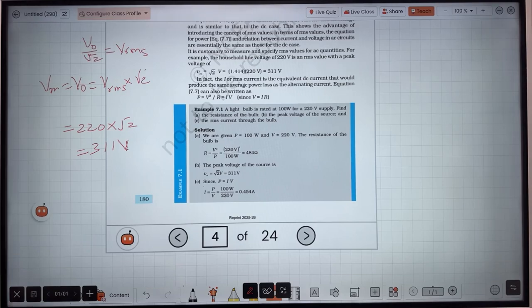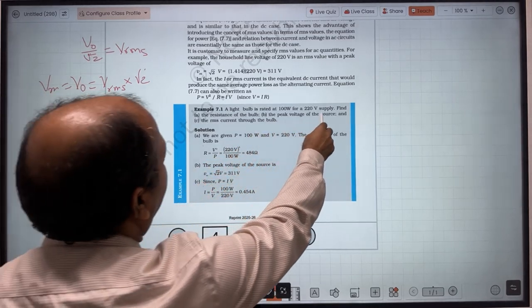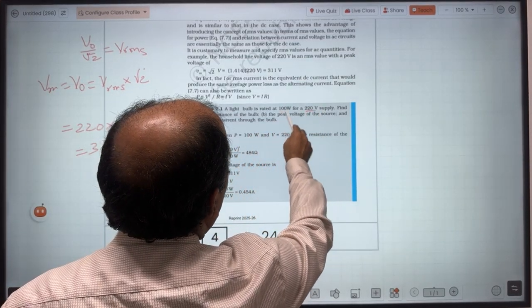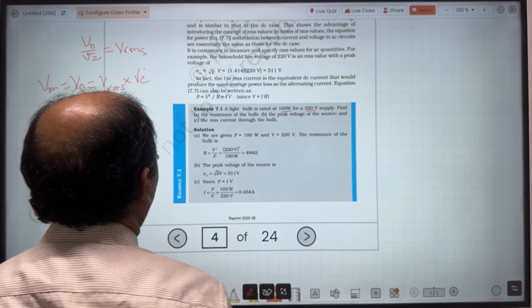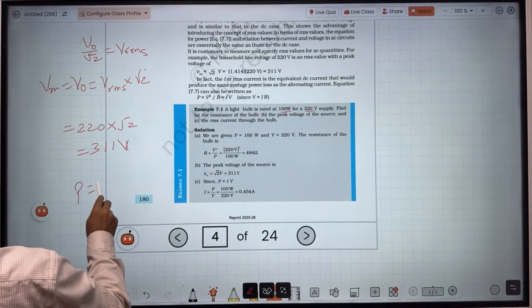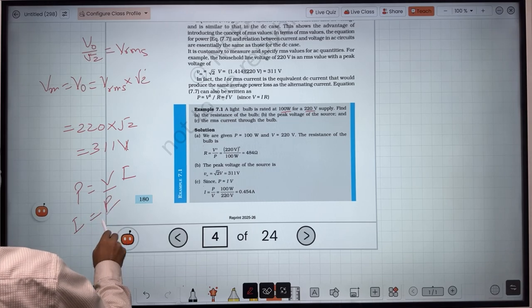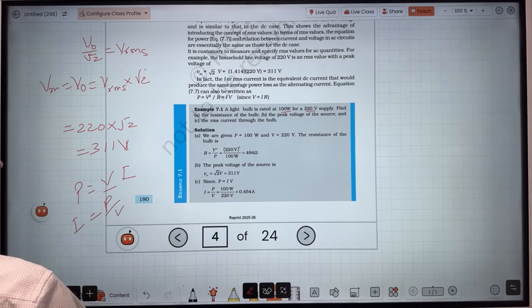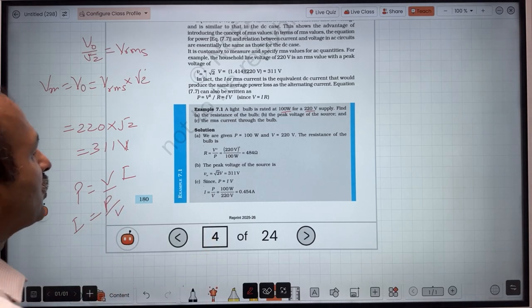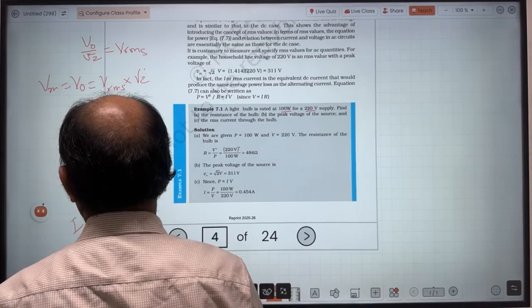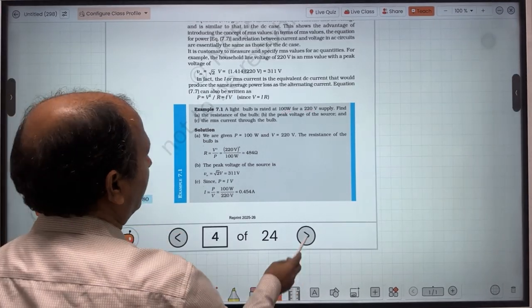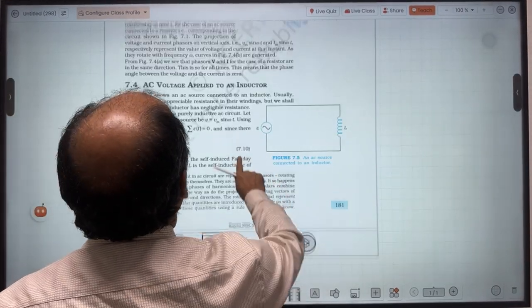So current can be easily found. If it is operated at the same voltage, 220 volt, then there is no problem. P equal to VI. So just write P equal to VI and then evaluate I. So I equals P upon V. P is given as 100 and V is 220. So this will come out to be 0.454 ampere. Correct?